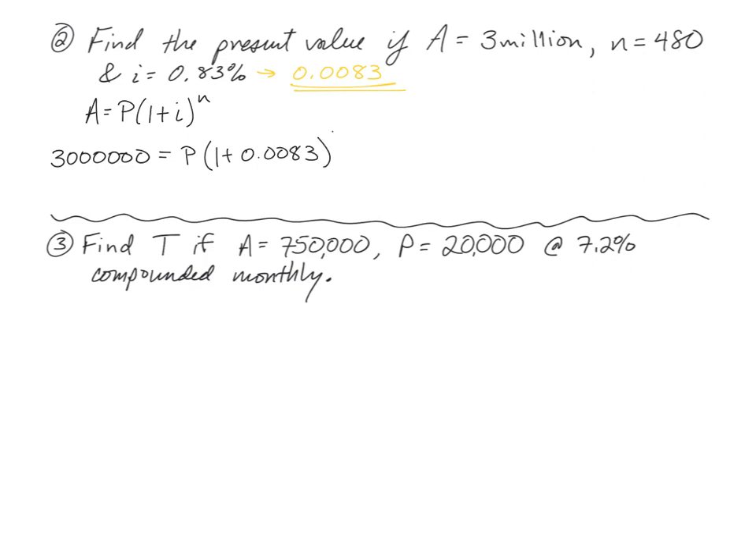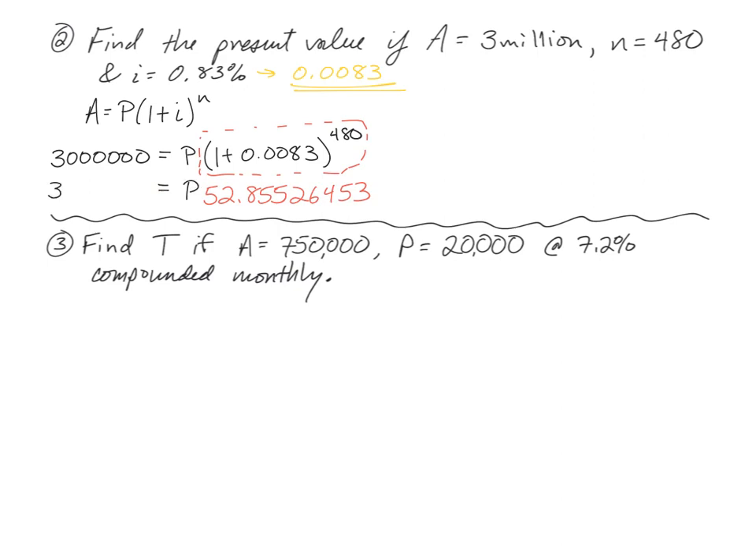0.0083 raised to the 480 power. So how would we do this? Well, the first thing you would want to do this time is simplify this portion first. And you would get 52.855. So let's just do this. 52.855. How many decimal places? 26453. 26453. There we go.